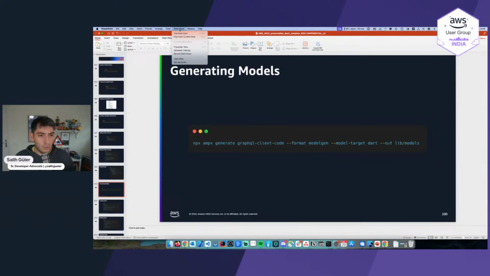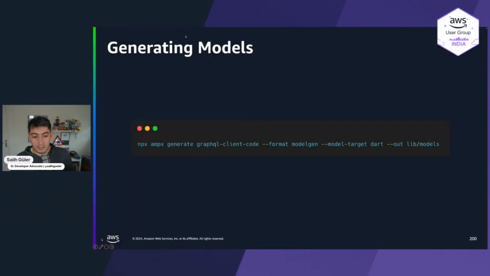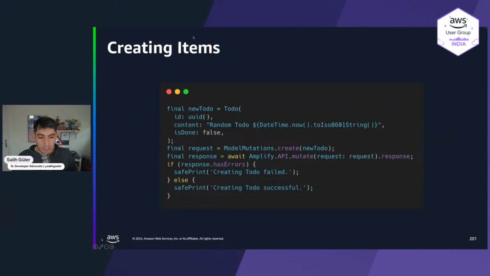So how do you create, read, update, and delete things? First, you will create an object like you would normally do. You will define the ID, the content of it, and the state of it. And you will create a model mutation, because from the GraphQL's perspective, we have a mutation. We have to create a mutation, and we say mutate. So just run this request, and once it is done, it is created.